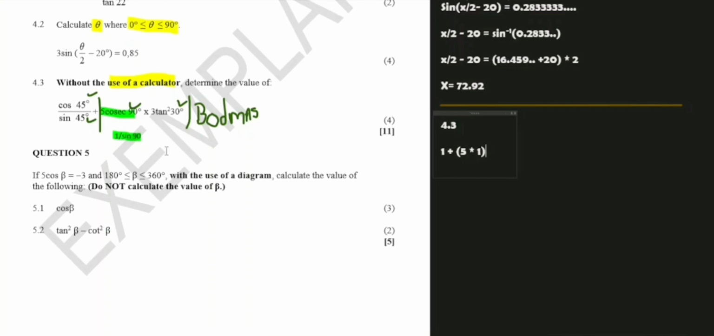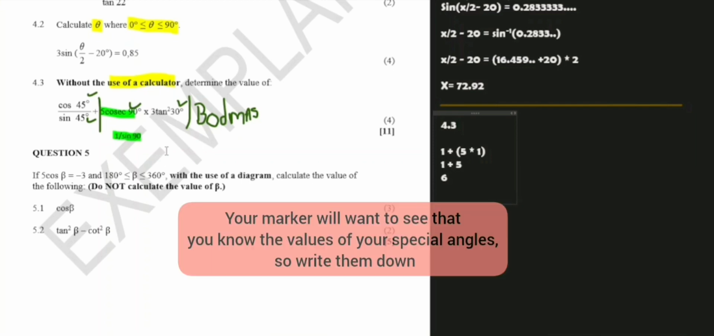You got to write all of them down, by the way. It's going to give you 1 plus 5, and your final answer will be 6. And that will count for 4 marks. So, depending on your marker, just write everything down for peace of mind.